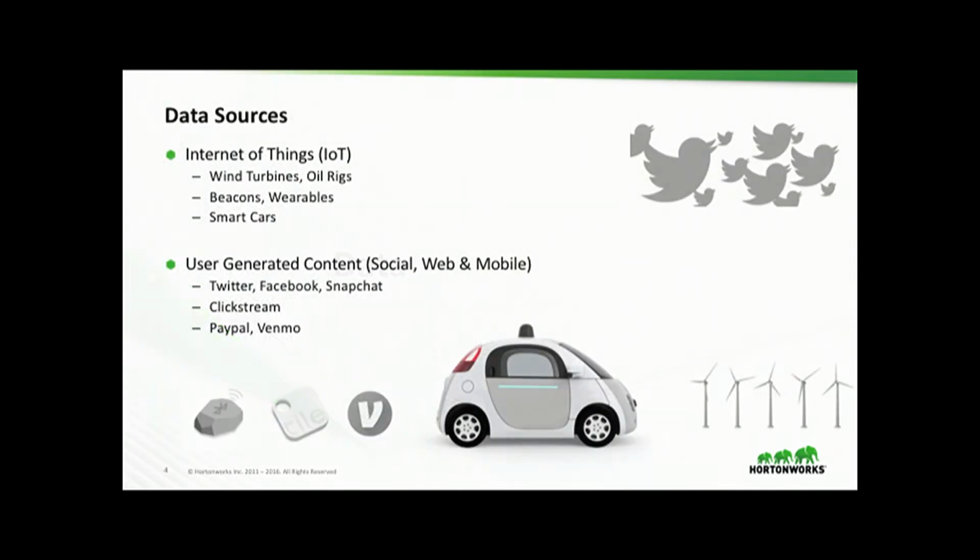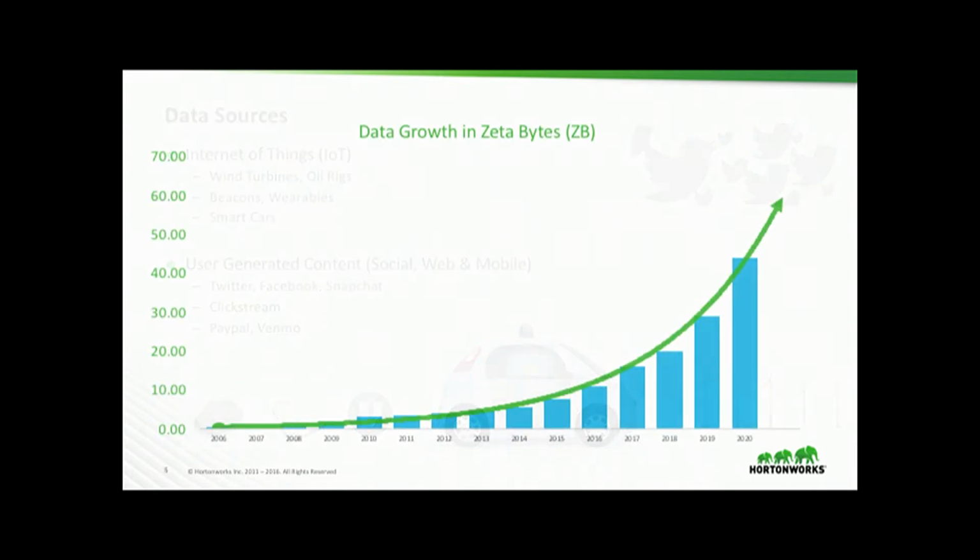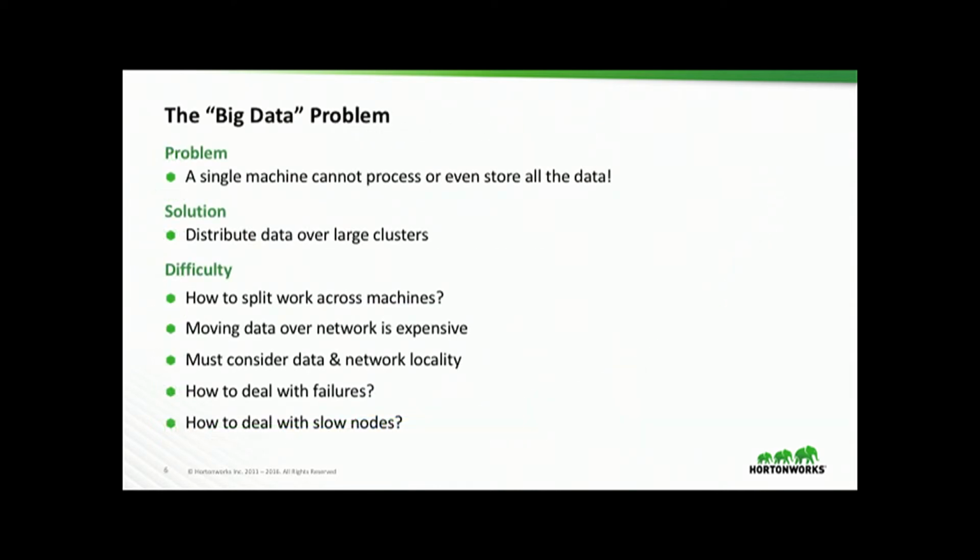All right, so let's briefly talk about data. You've heard a lot today during the keynote, but there's a lot of data that's being generated, whether it's Internet of Things, user-generated content, social web, etc. And the data is growing rapidly. By extrapolation, over 50 zettabytes by 2021. And there's the big problem of how you actually manage all this data.